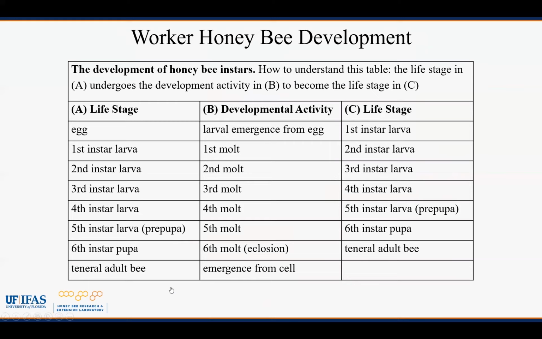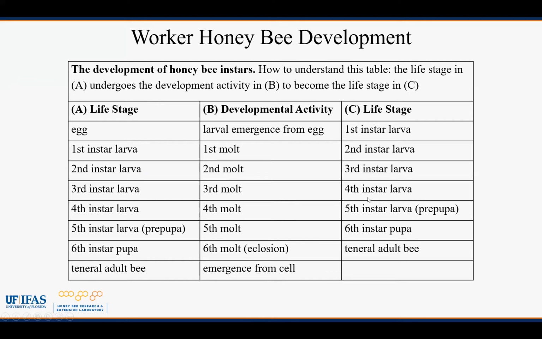Because honeybees are insects, they have to shed their skin or their exoskeleton as they develop. And that's because their exoskeleton is on the outside of their body. So as they grow, they cannot grow because the exoskeleton limits their growth. So they will shed it. And that shedding of their exoskeleton is called molting. So while this table looks complicated, it's fairly simple. Basically, the life stage in column A undergoes the transformation in column B to become the life stage in column C.